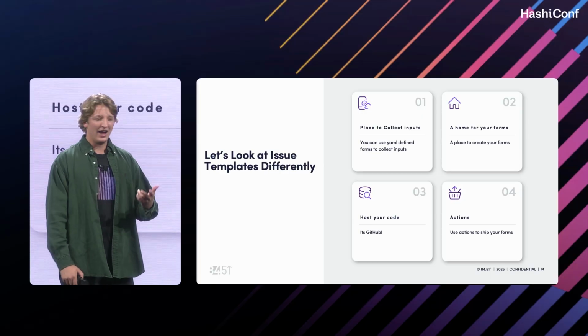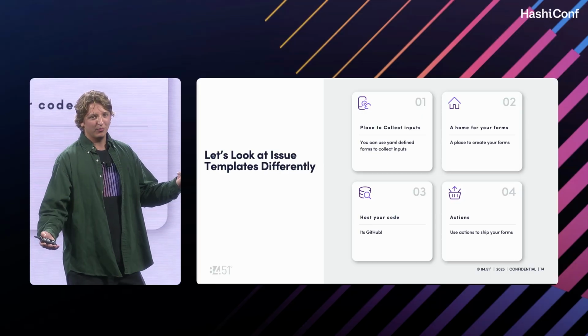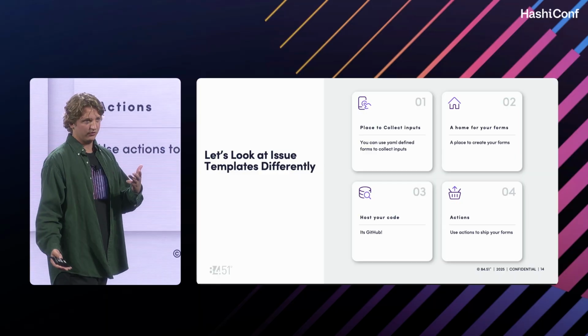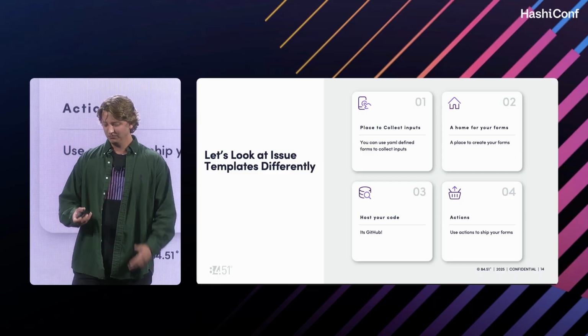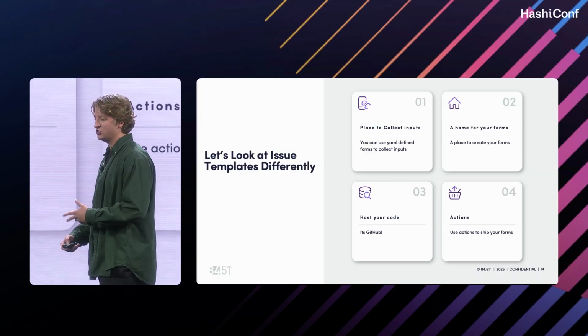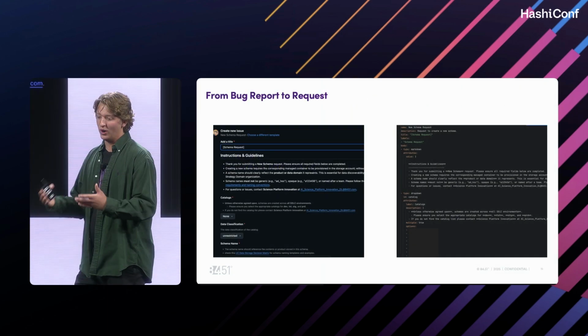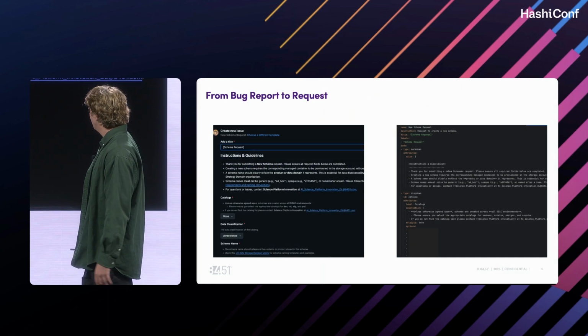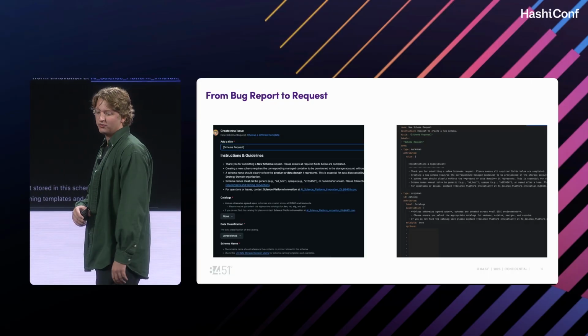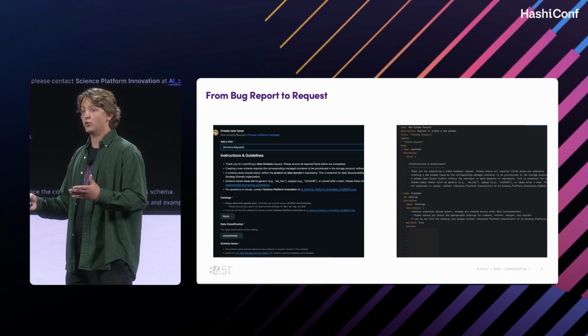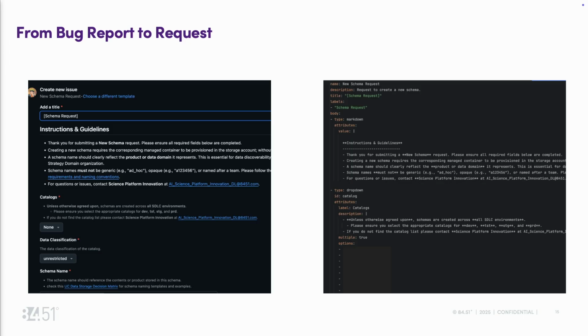Issue templates, actions. It's GitHub, so all your code is there, etc. So instead of looking at it like issues, let's spin it into looking at it like a request. Because here, you can see on the right-hand side, I have my YAML-defined document that is a schema request. So it's a schema within Databricks.